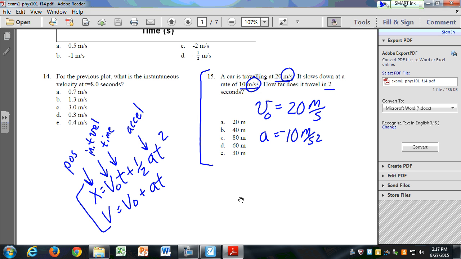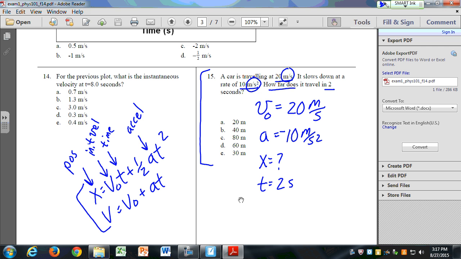Listen, you have to read these carefully because it says it slows down at a rate of 10 meters per second squared. And since the velocity is positive, if it's slowing down, the acceleration is opposite the velocity. So in this case, negative acceleration does mean deceleration. And then how far, I'm looking for x, does it travel in t equal 2 seconds?